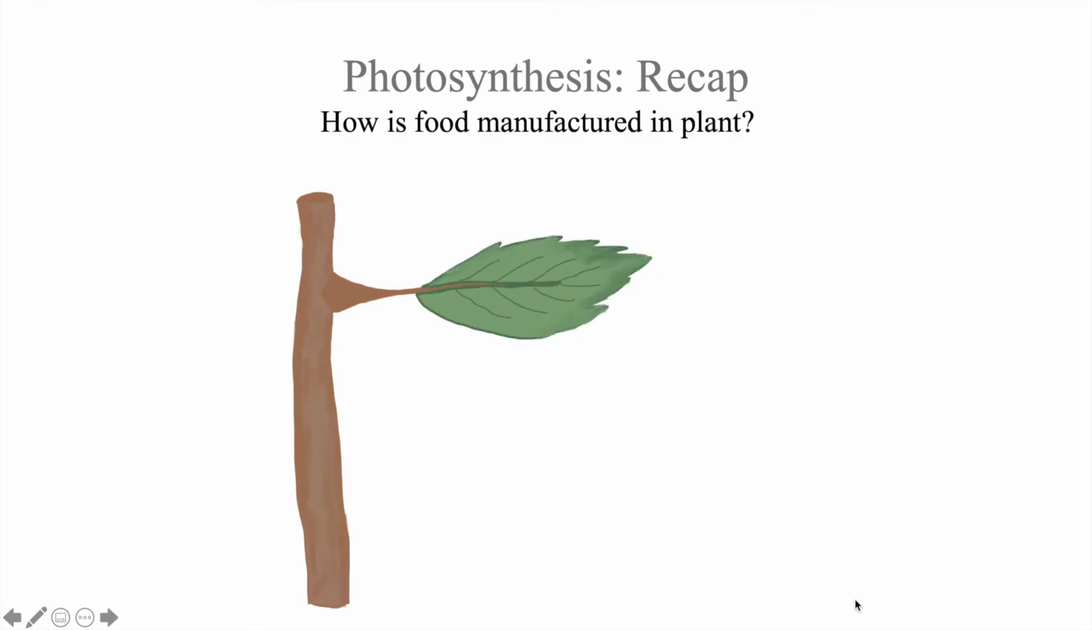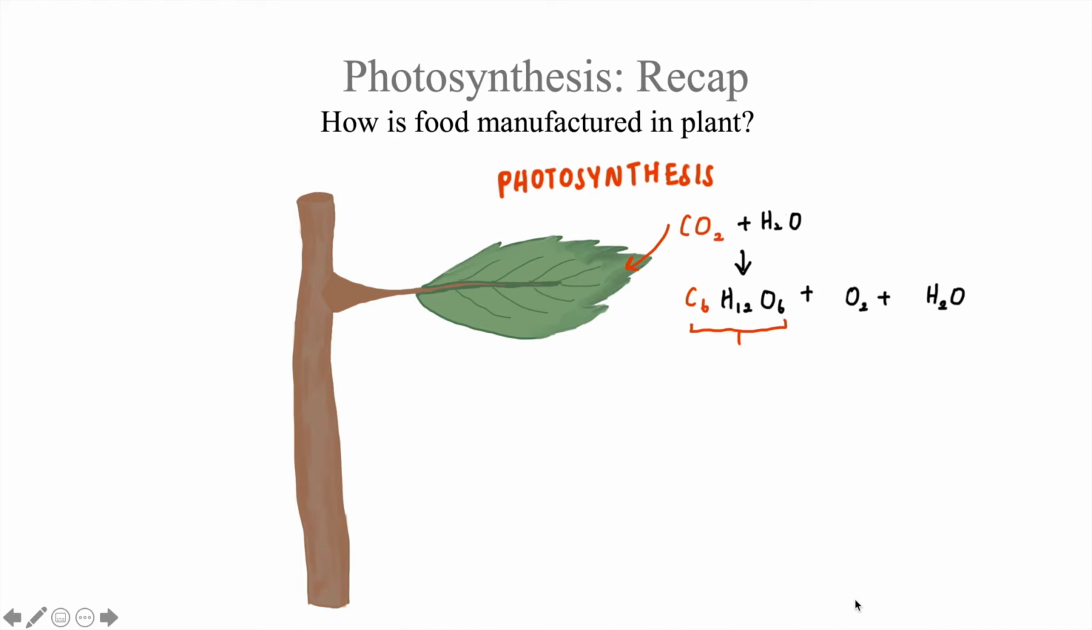In nutrition in plants, we learned that food or glucose is made in the leaves by chlorophyll during photosynthesis. Carbon dioxide is used to make glucose. The chemical formula of glucose is C6H12O6. Glucose is then used to make sucrose.